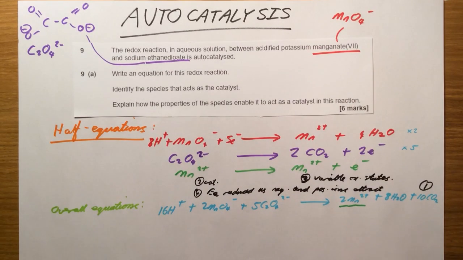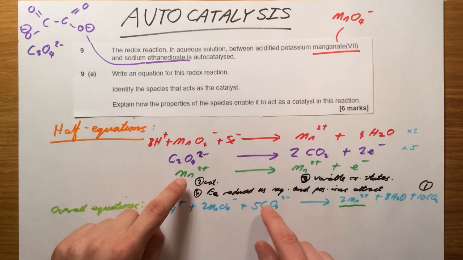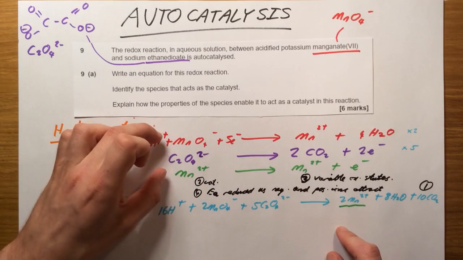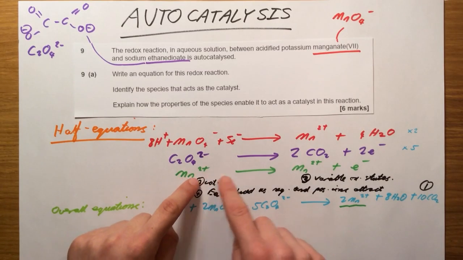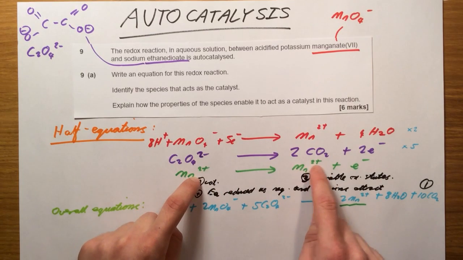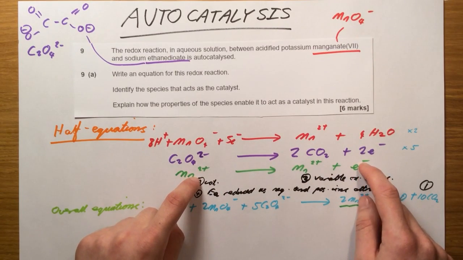Okay, so what we now need to do is be able to explain why Mn2+ is acting as a catalyst. So let's look back at our half equations. In this one here, we've got Mn2+ going to Mn3+ and an electron.